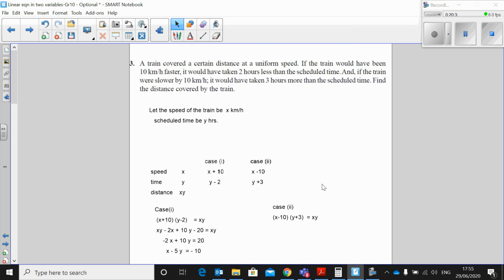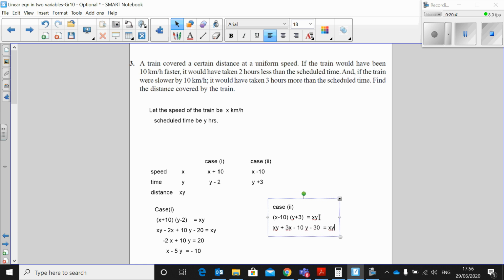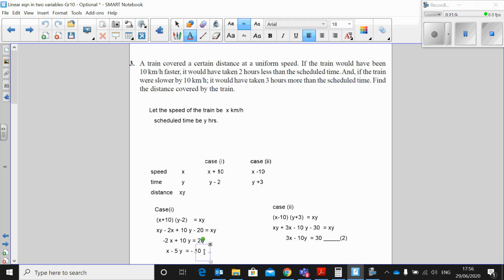Let us come to the next case, case 2. Here also we can simplify: x into y, xy, plus 3 into x, 3x, minus 10 into y, 10y, minus 30, which is equal to xy. So xy and xy get cancelled. So we get 3x minus 10y, which is equal to 30. Let us take this as equation number 2, correct? And this can be taken as equation number 1.